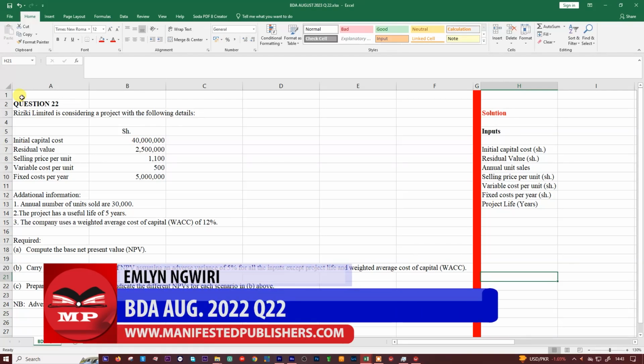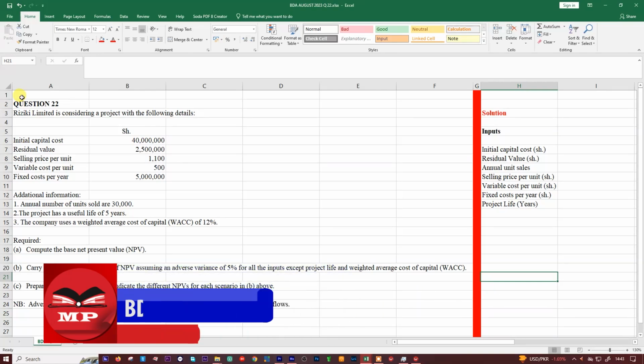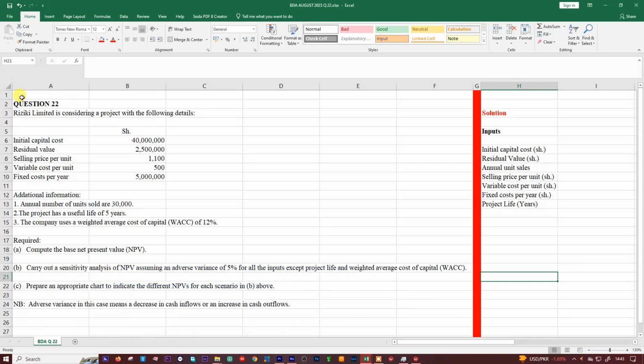My name is F.A.M. Lingwiri, and today, ladies and gentlemen, we are discussing the Business and Data Analytics August 2023 paper. The question of focus today is question 22.